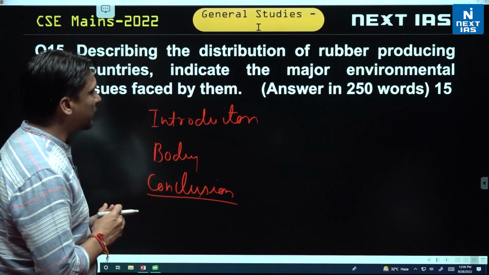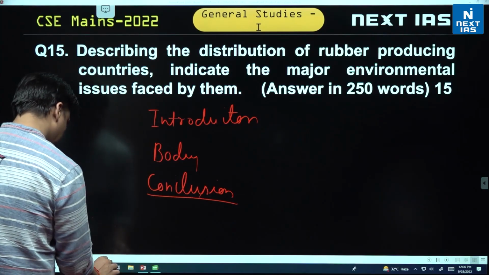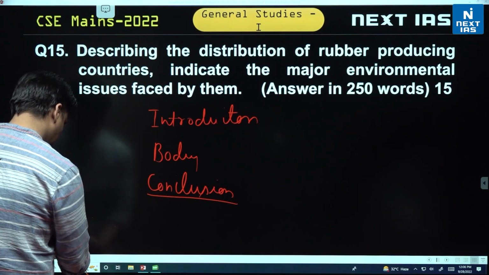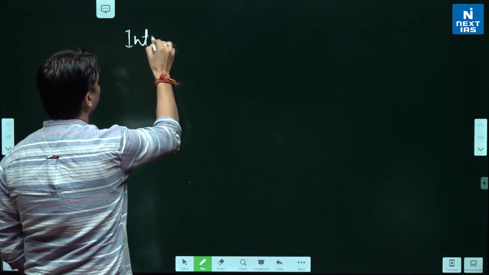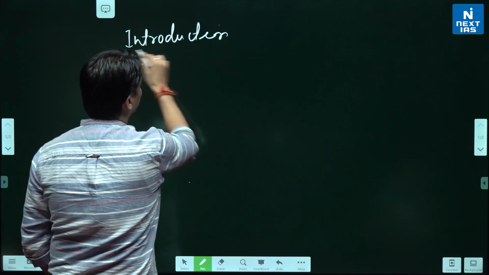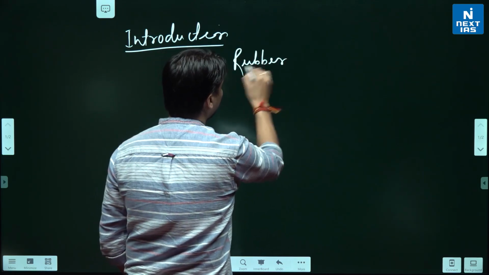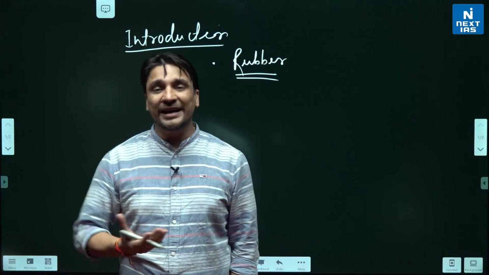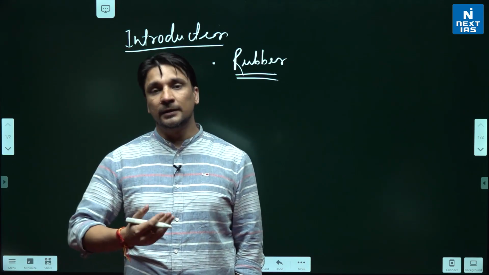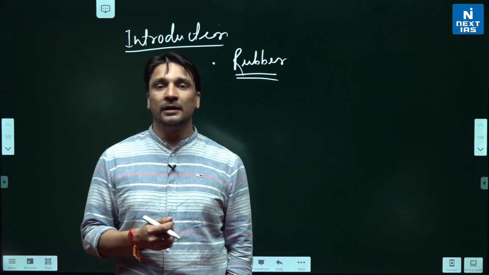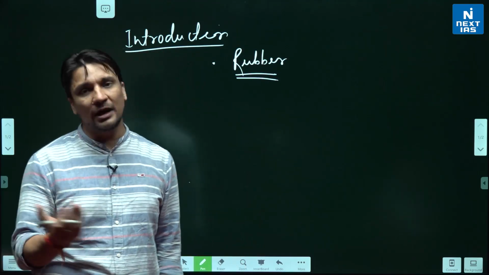So let's briefly talk about the introduction part. In the introduction, first of all, one was supposed to write about what is the significance of rubber. So rubber is a versatile material which is used for manufacturing of tires, hoses and pipes, caps which are used in swimming pools, and so many other types of household items.